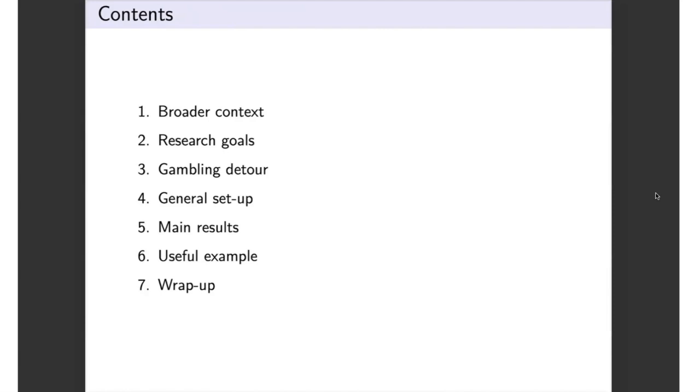Great. So this is going to be the outline. I will give you some context, right? I'm also going to be specifying what the research goals are for this project. And I'm going to go into a little bit of a detour. I'm going to talk about gambling a little bit. It's going to be fun, hopefully. Then I'm going to go to our general setup for how we build this system. This is how we build our model, and then going into our main results.